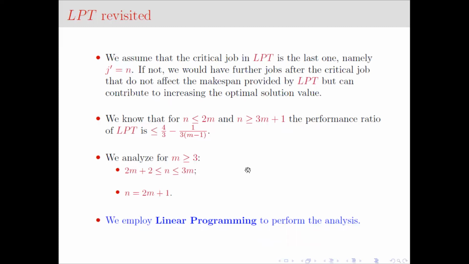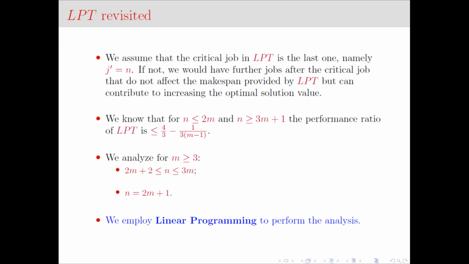The other thing is that if n is smaller or equal than 2m, or n is greater or equal than 3m+1, we have results showing that we managed to get an improved result with respect to the worst case ratio of Graham. So we need to analyze the case for n greater or equal than 3m. The case with m equal to 2, which is actually the partition problem, we leave aside, and we will see what happens in that case at the very end.